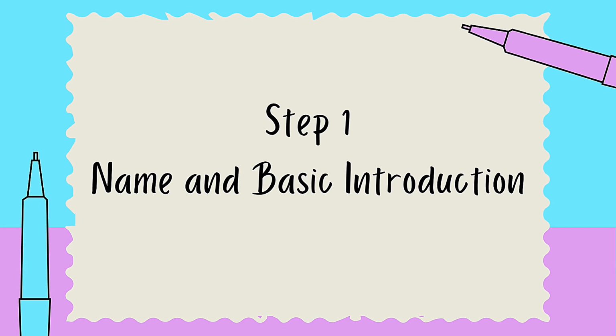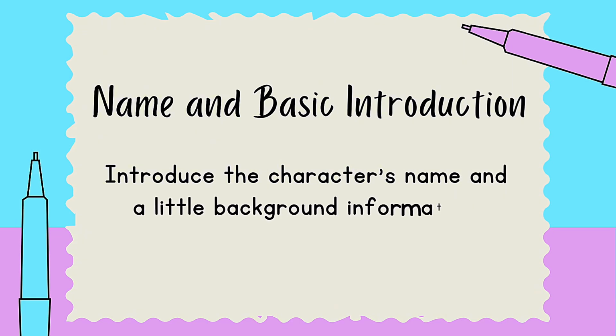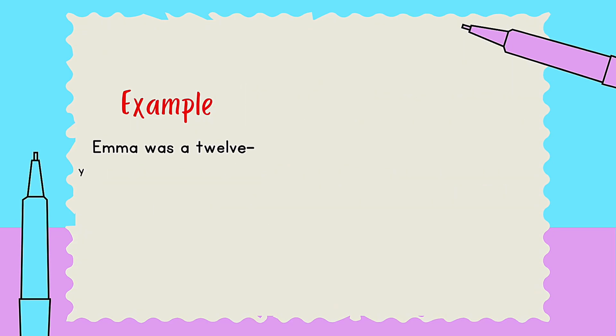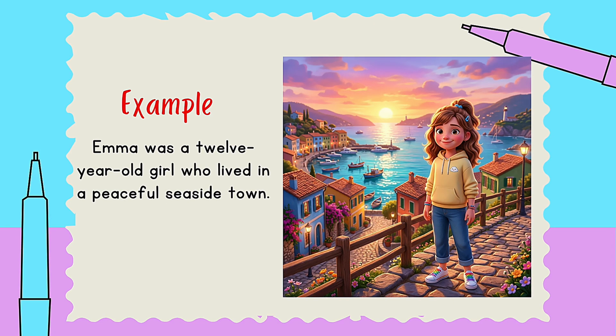Step 1. Name and basic introduction. First, introduce the character's name and a little background information. Example: Emma was a 12-year-old girl who lived in a peaceful seaside town. This gives the reader a simple introduction to the character.